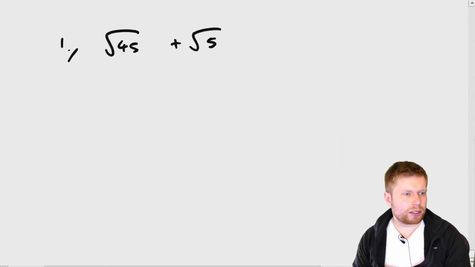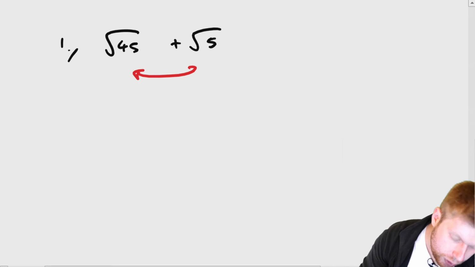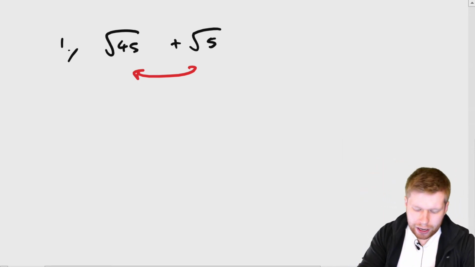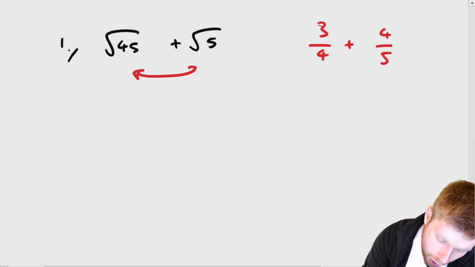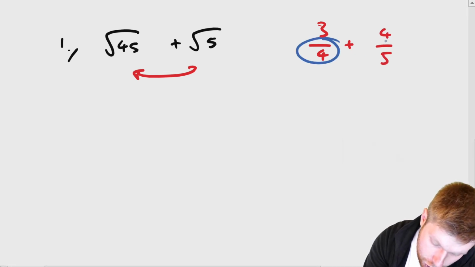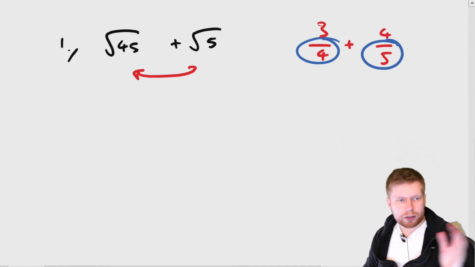Okay, so let's make square root of 45 plus square root of 5. Now at the moment, I can't add these two things together. Just remember with fractions, if I gave you something like 3/4 plus 4/5, you can't add those two things together because the denominators are different.